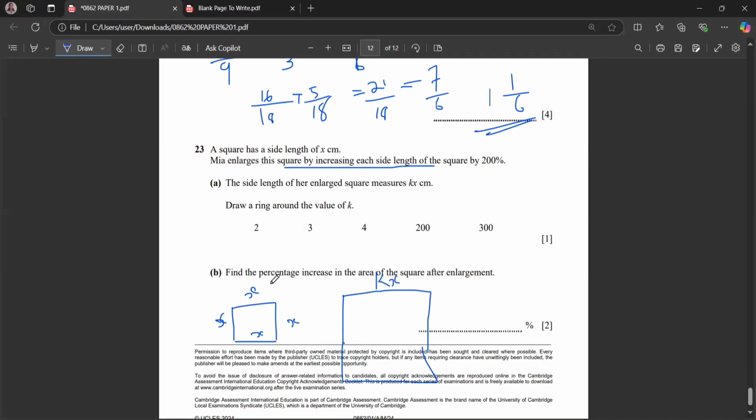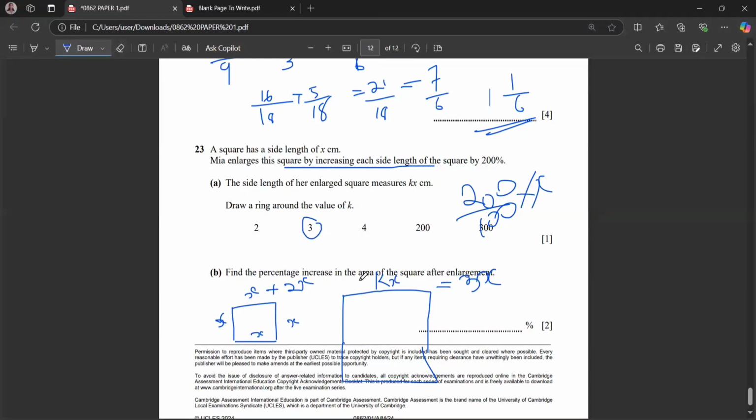See, increase by 200% means to this x, you would have to add 200 percent of the original side length. So 200 over 100 times x. 200 over 100 is 2. So 2x. Basically x plus 2x. So the new kx was actually 3x. You have made the sides 3 times bigger. So the answer for k is 3.